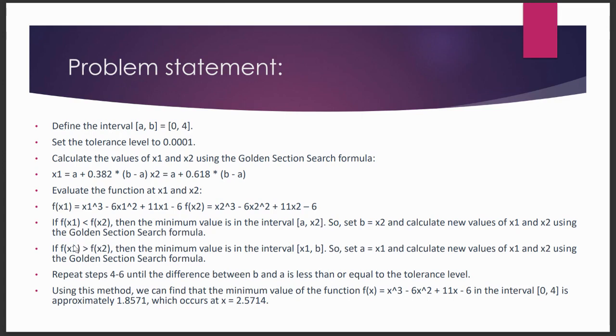But if f of x1 is greater than f of x2, then the minimum value is in the interval of x1 comma b, that is x1 comma 4. So set a equal to x1 and calculate the new values of x1 and x2 using the golden section search formula.